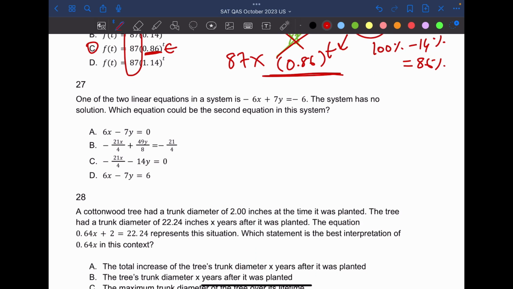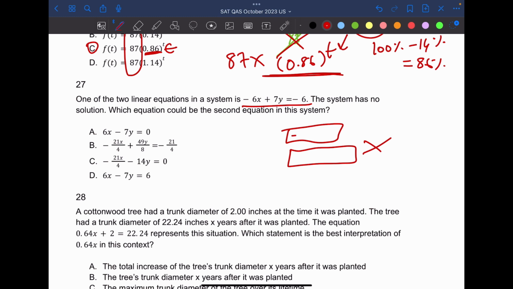Question 27. One of two linear equations in a system is negative 6x plus 7y is negative 6. So it's this part over here. And then the system has no solution. So we know that if you somehow try combining these two equations, there is no solution for the system. Okay, and then it says, which equation could be the second equation in the system?